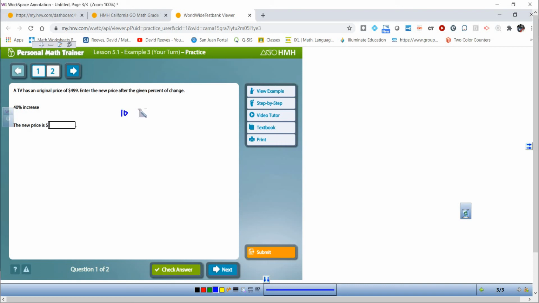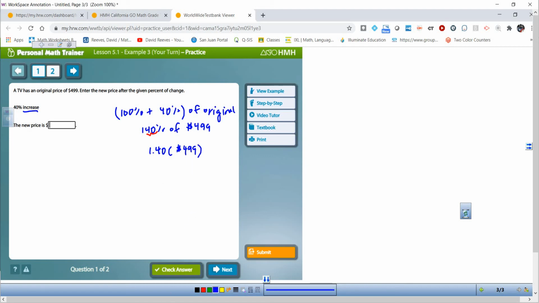Okay, so again, we're going to have 100% plus 40% because it is an increase, which is 140%. And this is of our original. And what was our original? Of $499. So remember, we're going to take this percent and move the decimal over 2 places, and we're going to get 1.40 times $499. Remember, this is money.